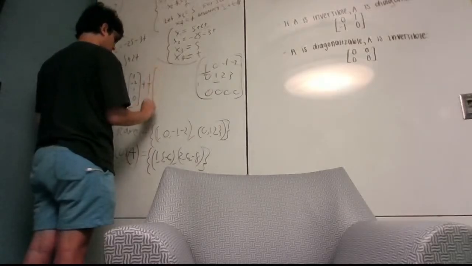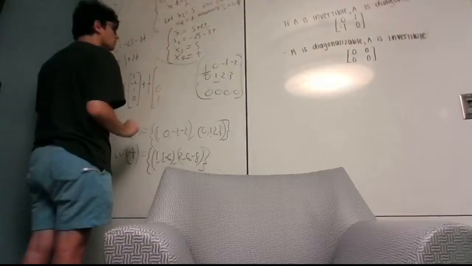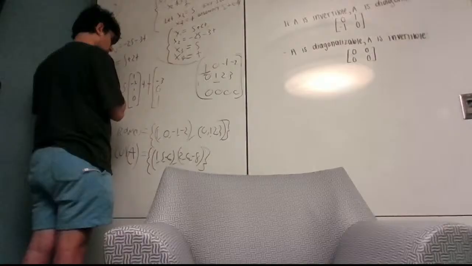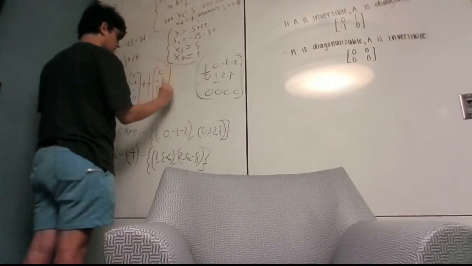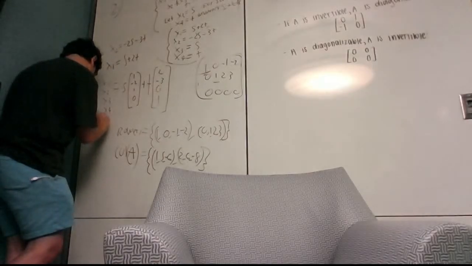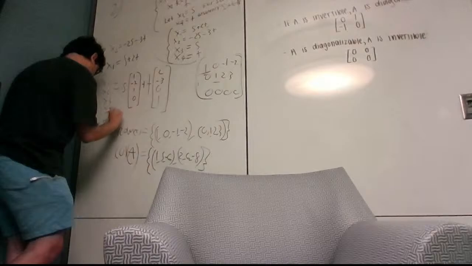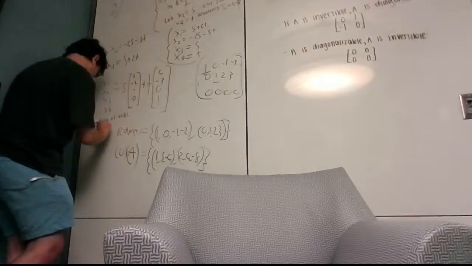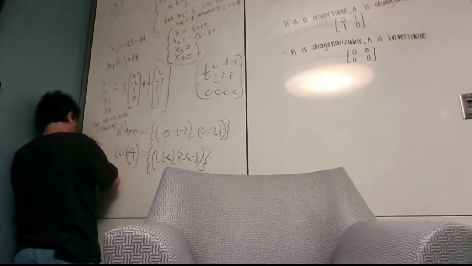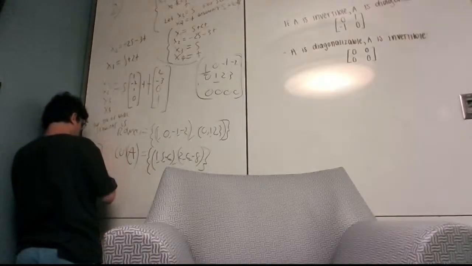It's gonna be this. And meaning the set of basic solutions is the following set here, which is just 1 minus 2, 0.